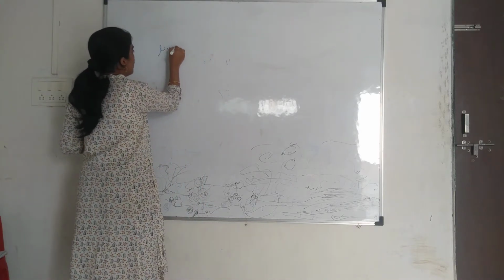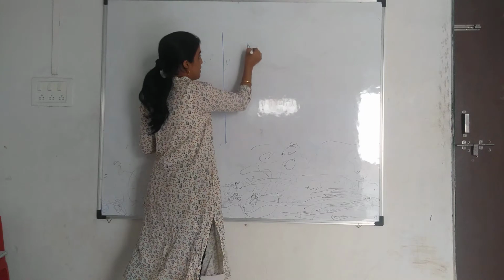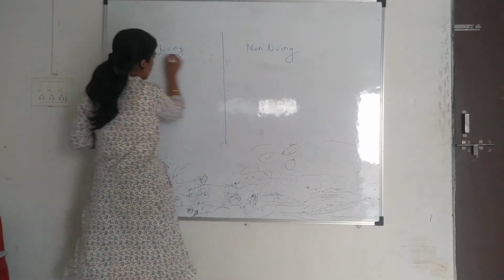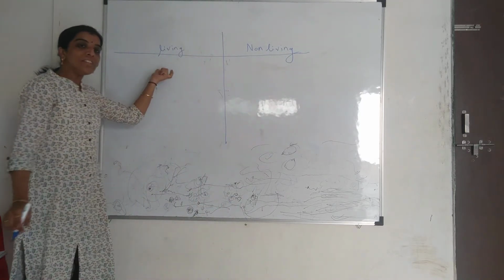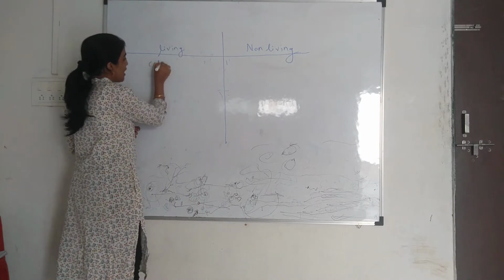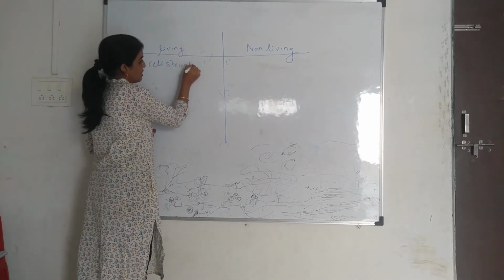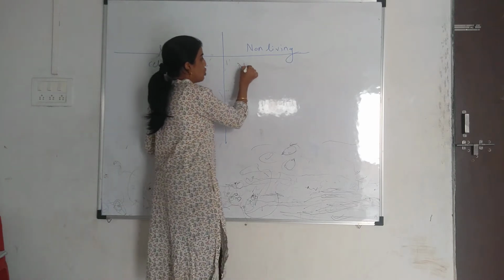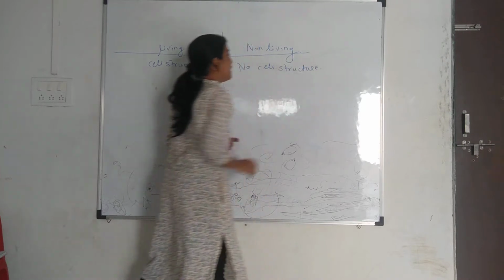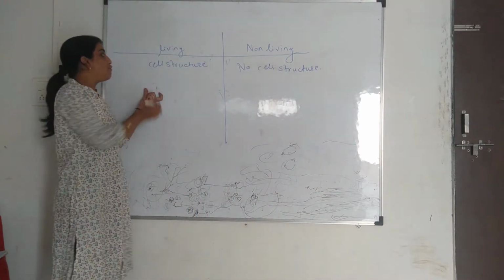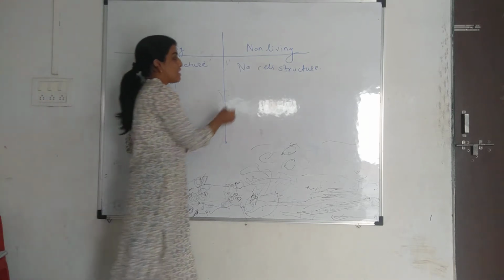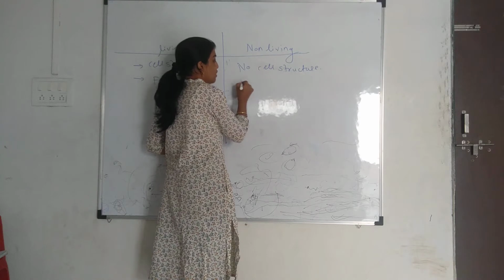Living things and non-living things, isn't it? First point, living things have some cellular structure and non-living things do not have cellular structure, isn't it? No cell structure. Second, living things require food material. Non-living things do not require food material.